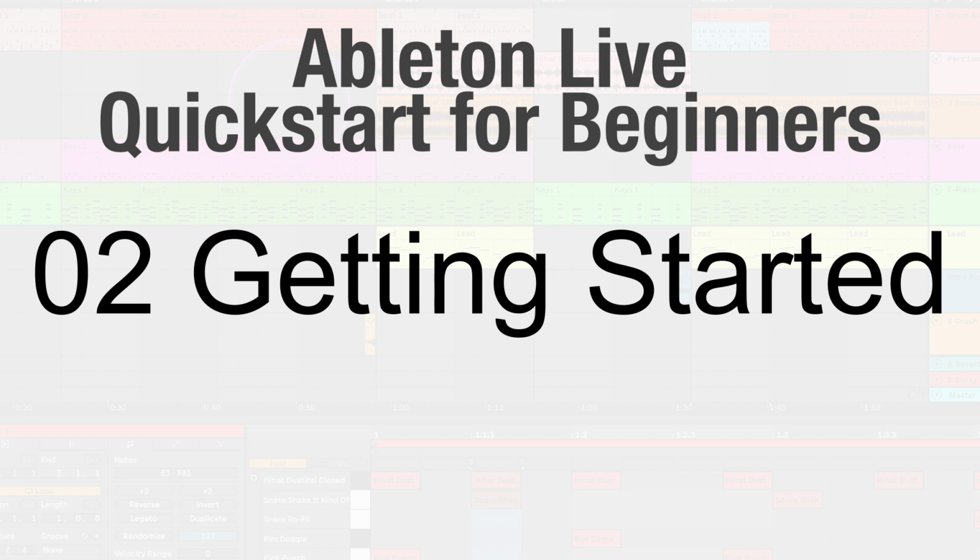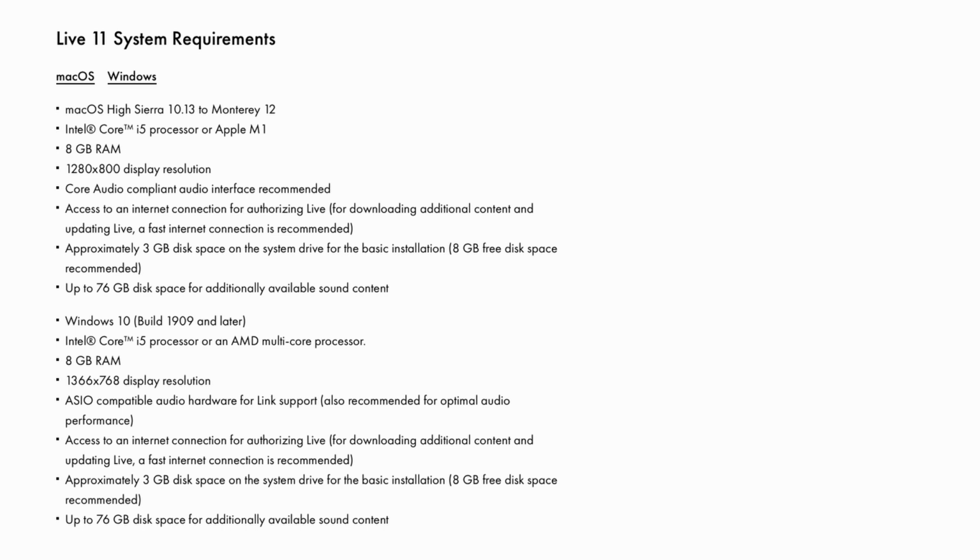What do you need to get started? For this course, you don't need too much, really just a fairly up-to-date computer with minimally 8 gigabytes of RAM. On Mac OS, you'll want to be running at least 10.13 High Sierra, or on Windows, you'll want Windows 10, build 1909 or later, and this is if you're going to be using Live 11. You'll also want to make sure that you have plenty of free hard drive space, whether on your internal drive or if you have an external drive.